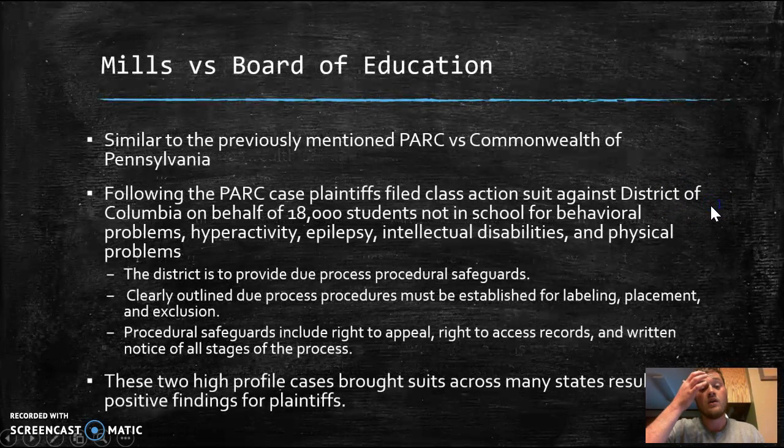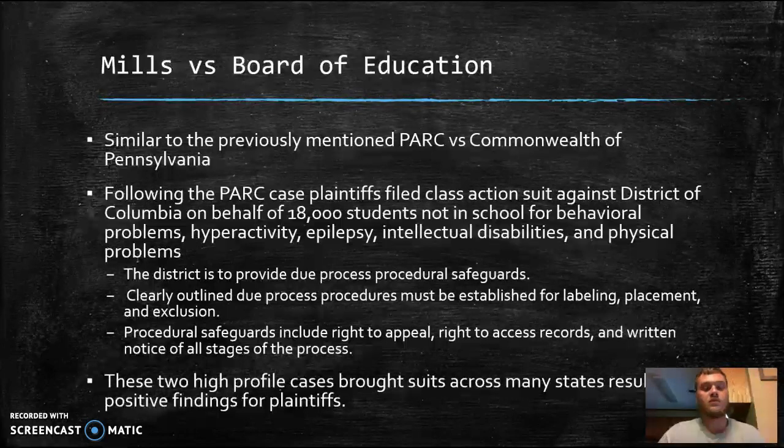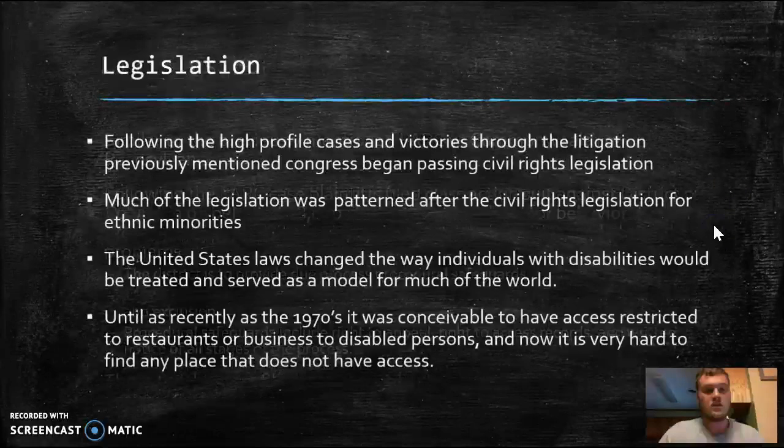Mills versus the Board was similar to PARC versus Commonwealth. This was just the District of Columbia's version of that. They had 18,000 students not in school for various problems: behavioral, epilepsy, mental retardation, intellectual disabilities, or physical problems. The district is now to provide due process procedural safeguards. They had to allow these students to come to school and find ways to get them there and provide them with the same rights and opportunities. These two high-profile cases brought suits across many states, resulting in positive findings for the plaintiffs.